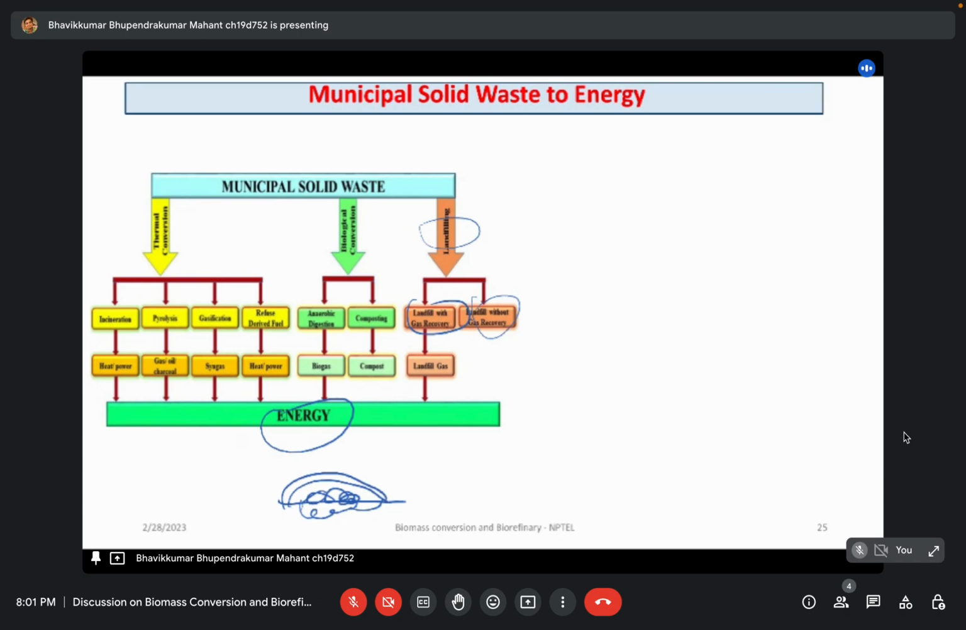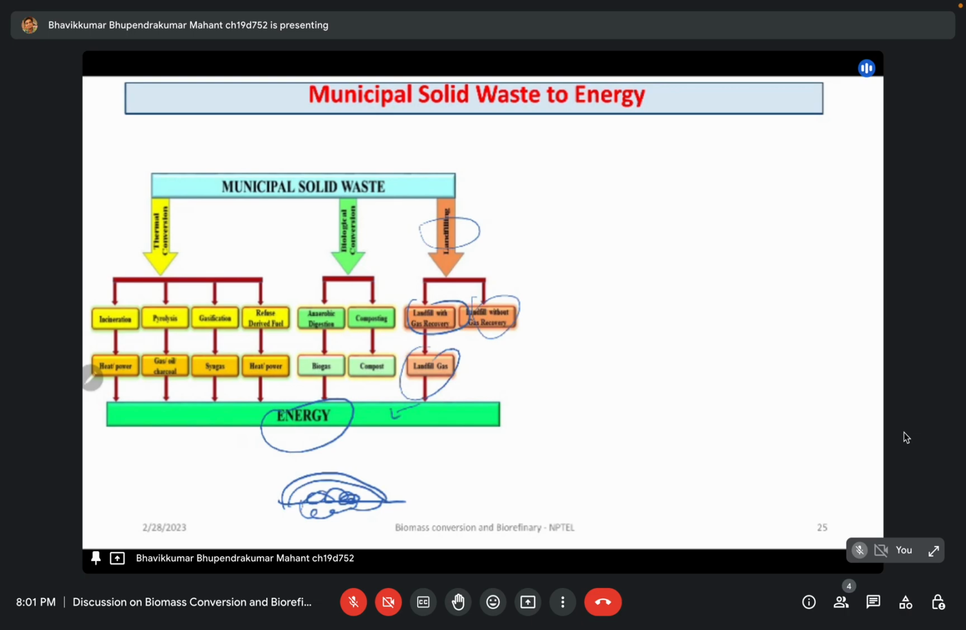So it is releasing the gas. Which gas? Mainly methane gas, because that biological degradation is taking place, so gas is being removed. If you can recover the gas, it will be useful as an energy source. So that is methane mainly.